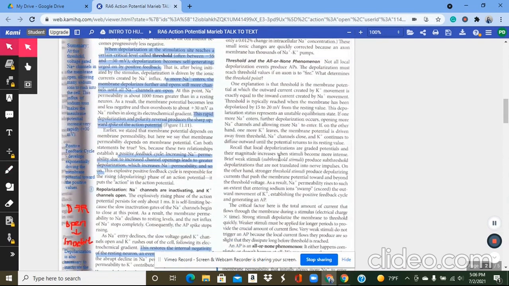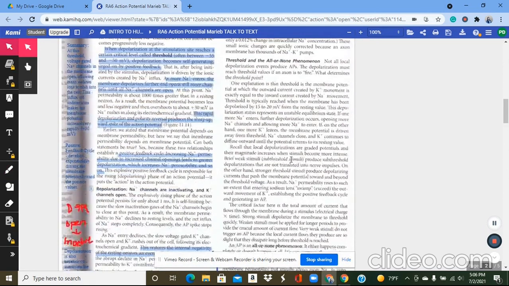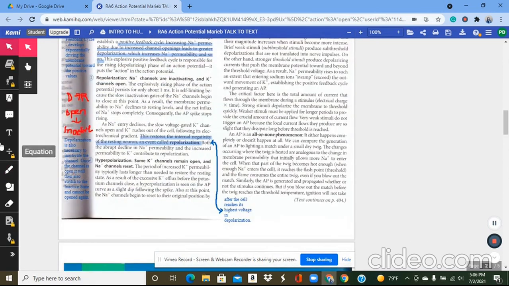Okay, moving on to the last phase, which is hyperpolarization, where some potassium channels remain open and sodium channels reset. The period of increased potassium permeability typically lasts longer than needed to restore the resting state. As a result of the excessive potassium efflux before the potassium channels close, a hyperpolarization is seen on the AP curve.